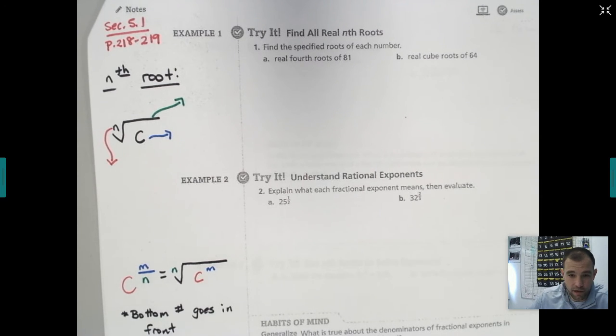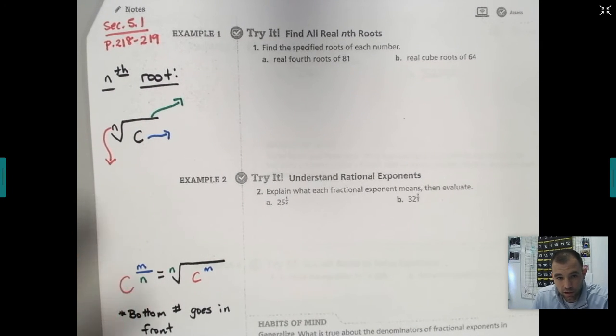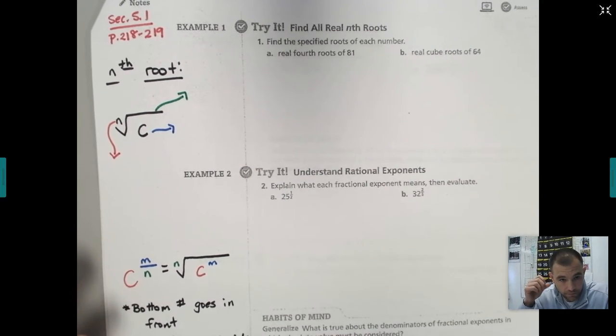But today is going to be our first lesson here in semester 2. We are going to talk about section 5.1. It is on pages 218 and 219 of your workbook. If you have your workbook, 218 and 219. If not, just put it on a different piece of paper, that would be great. Today we are going to talk about nth roots and radicals.